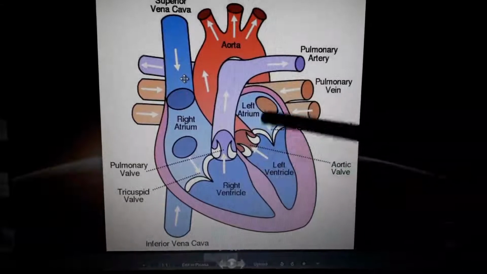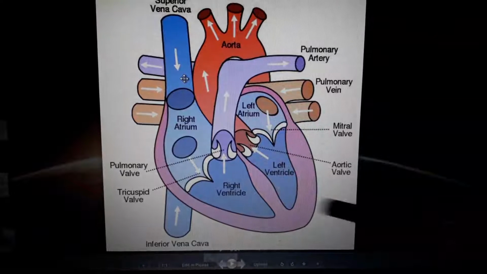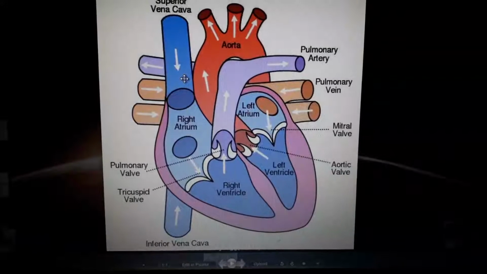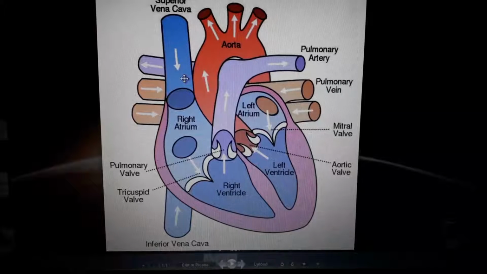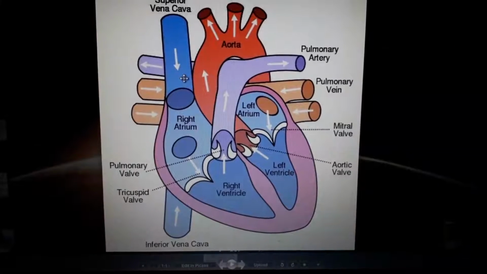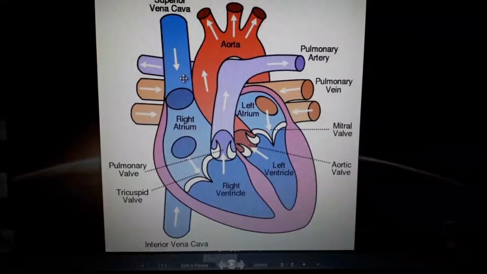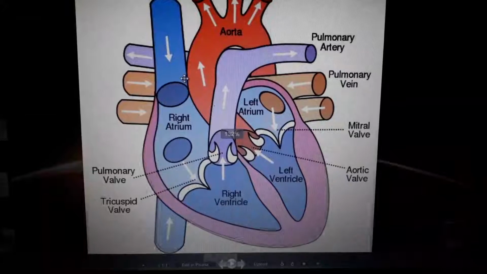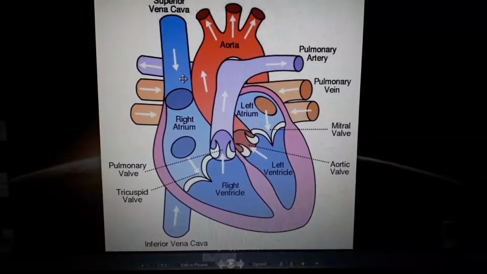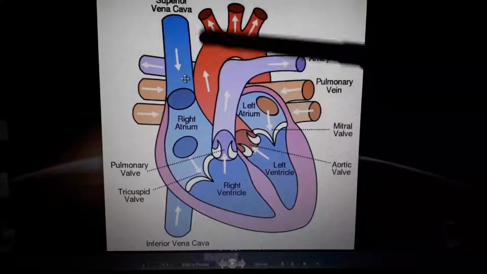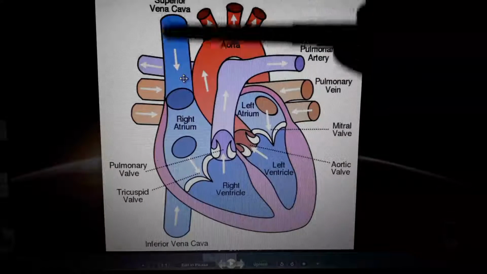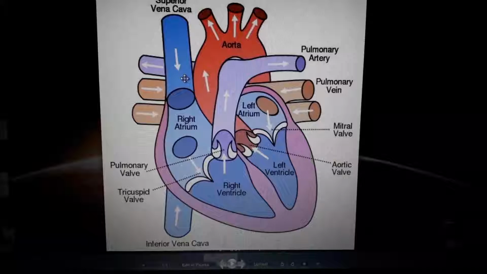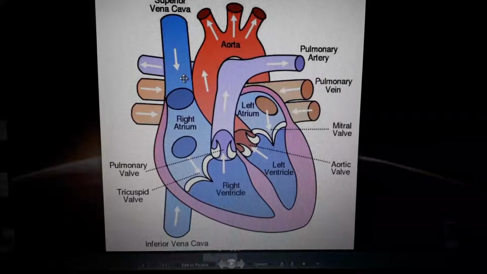Our heart is divided into four. Two atriums are there, two ventricles are there. Left atrium, which is in the left part of our heart, right atrium, which is in the right part of the heart. Left ventricle, which is in the left part of our heart, right ventricle, which is in the right part of the heart. Two important veins are there from our heart: one is the vena cava, the superior vena cava, and the other is the inferior vena cava. Then the main one is the aorta.